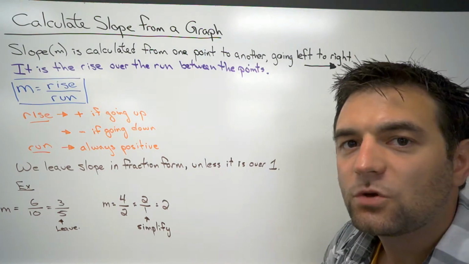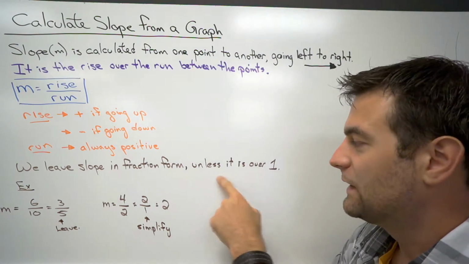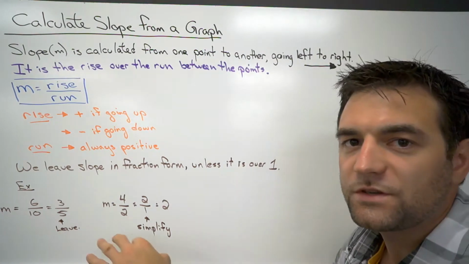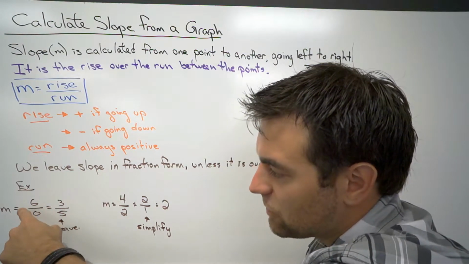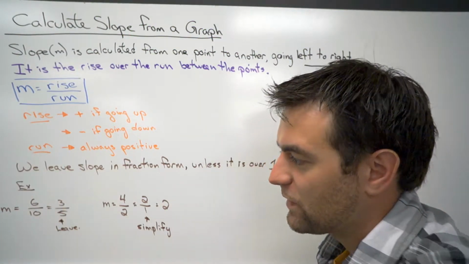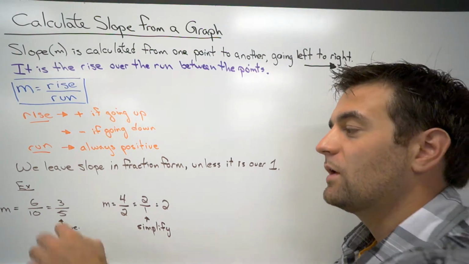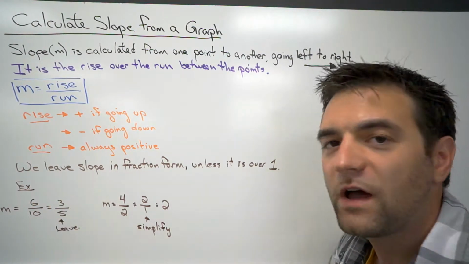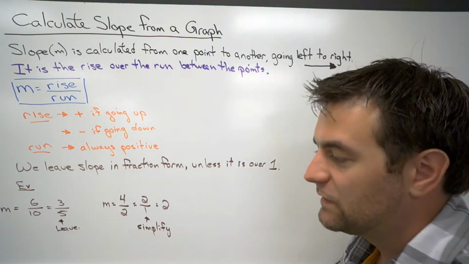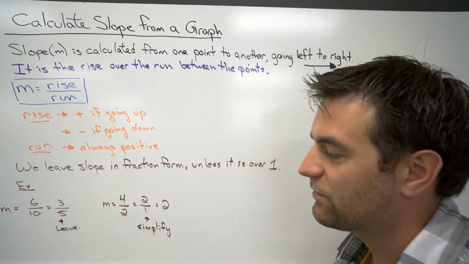Now when we calculate slope, we leave the answer in fraction form unless it's over 1. So as an example, if we count out a rise of 6 and a run of 10, and we simplify 6 over 10 down to 3 over 5, we leave it like that. There's a rise of 3 and a run of 5.